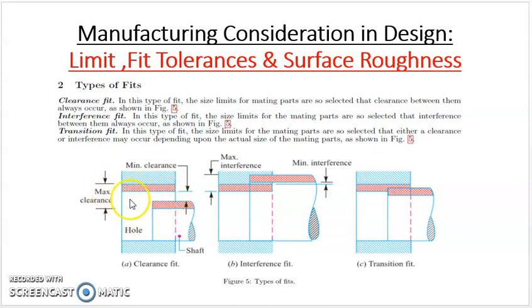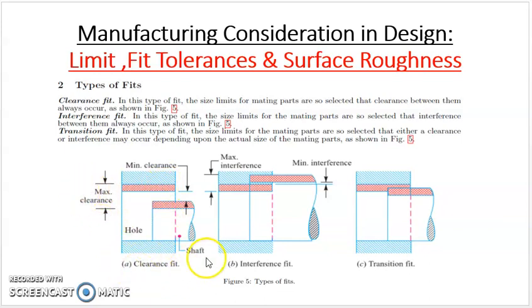Here, as you can see, this is the maximum clearance permissible till the tolerance limit. This red color is the tolerance zone of both the mating parts. This is the tolerance zone of hole, and this hatched red part is the tolerance zone of shaft. The difference between the lower limit of hole and upper limit of shaft is called minimum clearance. The upper limit of hole and the lower limit of shaft, this distance will be called maximum clearance in clearance fit.